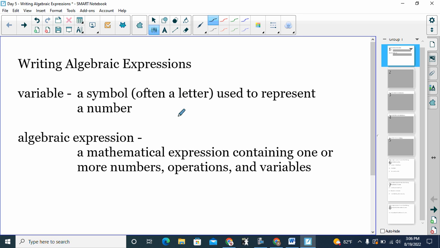So we can have numbers in there, 3, 7, -2. Operations, like addition symbols, subtraction, multiplication, division, exponents, parentheses. And then variables, we just defined what a variable is. So an x or an n or something like that. So 5x squared plus 2y would be an example of an algebraic expression.